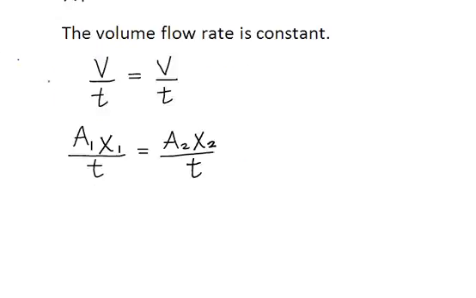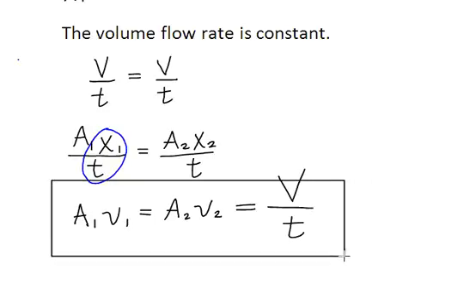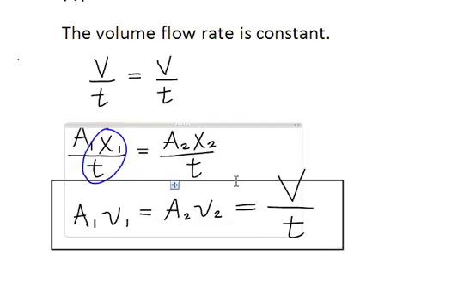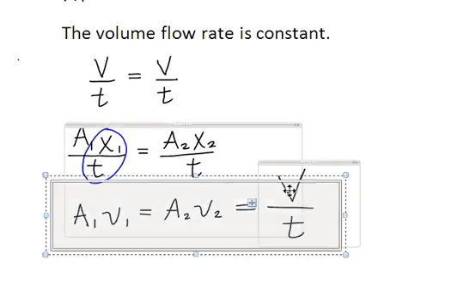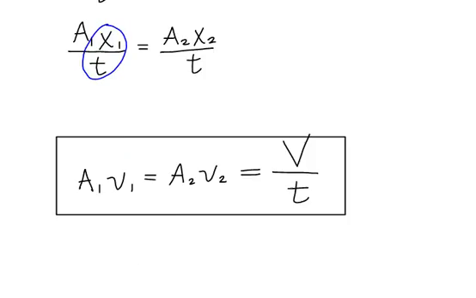Now, what is x over T? What are the units? Meters per second? And meters per second is the unit for velocity. So now I can write my A1V1 is equal to A2V2, which is the volume per time. It is the volume per time. That looks ugly. So this is your continuity equation.